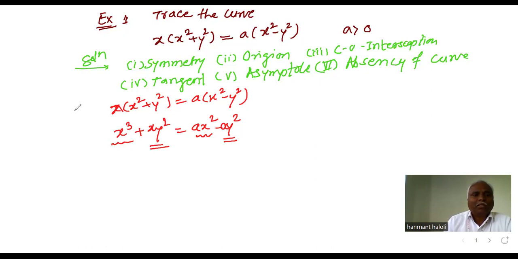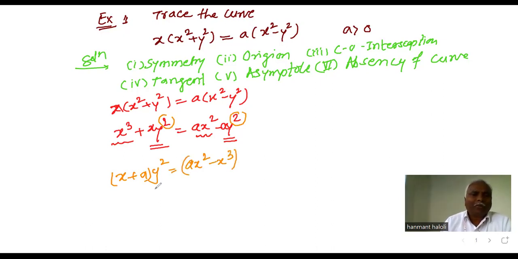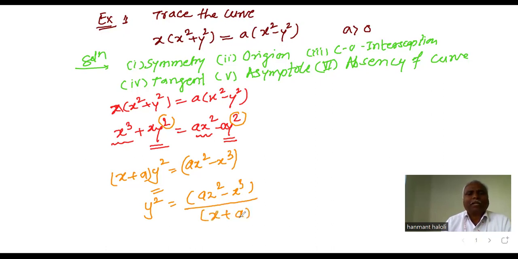Now take both the y square terms to one side. You can see the powers of y are 2 and 2. That's why we are taking them to one side. Now, x plus a into y square is equal to the remaining terms on the other side, a x square minus x cube. Keep y square on one side, and the remaining terms must be shifted to the other side. So y square is equal to a x square minus x cube divided by the coefficient of y square, x plus a. This can also be written by taking x square common from the numerator: x square into a minus x upon x plus a.